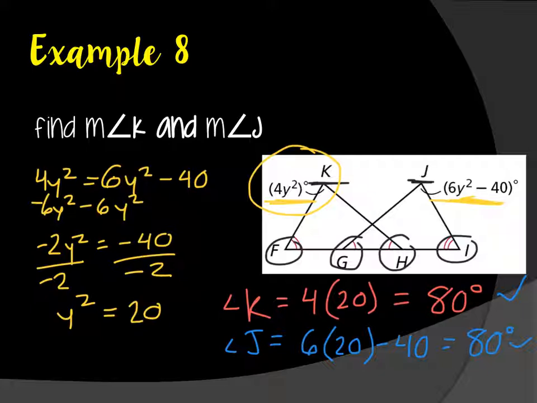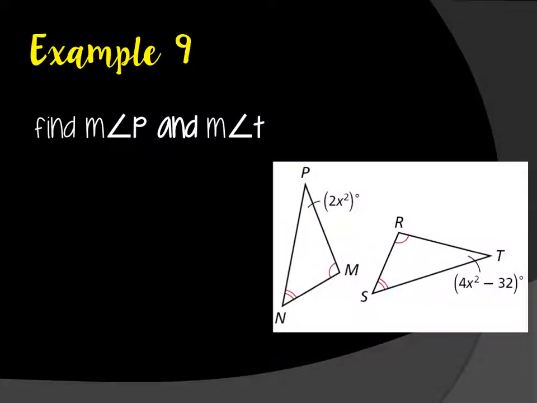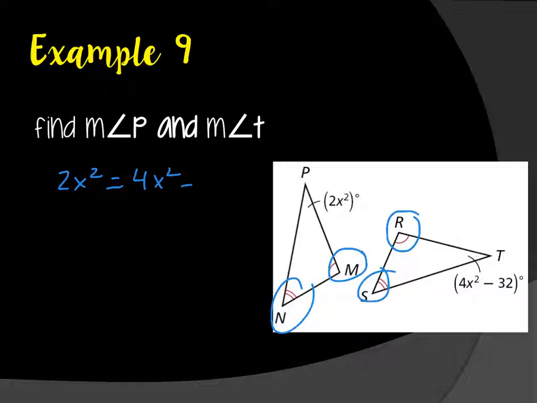Okay, last example. Find the measure of angle P and the measure of angle T. So here we have two sides of the triangle that are congruent, two angles of the triangle that are congruent. So what do we know about the remaining third angles? They're congruent. So what can we do in our equation? 2x squared is equal to 4x squared minus 32.